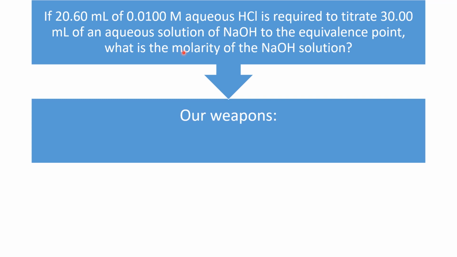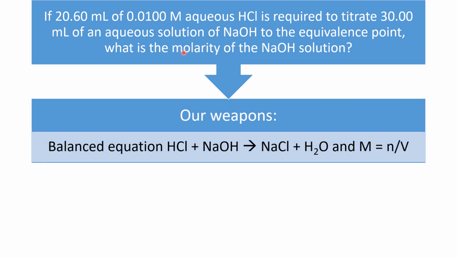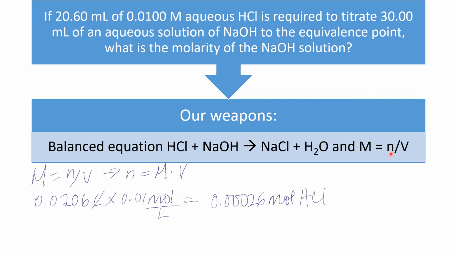So what are our weapons? Our weapons are the balanced equation and M equals N over V. This is crucial to have this equation at your disposal and to be able to rearrange it to solve for moles. So let's do that. We can use the volume and the molarity of HCl to get moles of HCl. We're simply going to take this equation and say N equals molarity times volume.